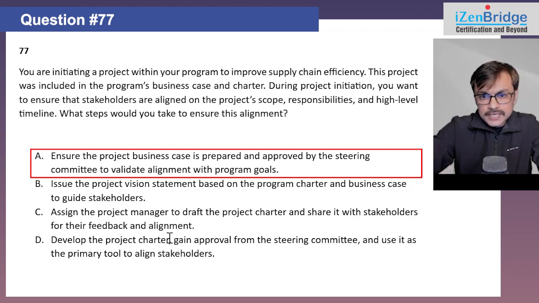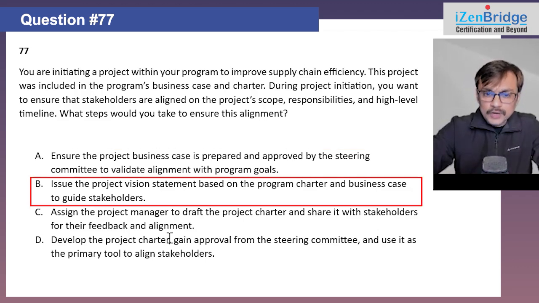It is saying that you want to ensure that stakeholders are aligned on project scope, responsibility, and high-level timelines. That is the question. Business case ensures alignment, but not necessarily project scope, responsibility, and high-level timelines. So though statement A is good.